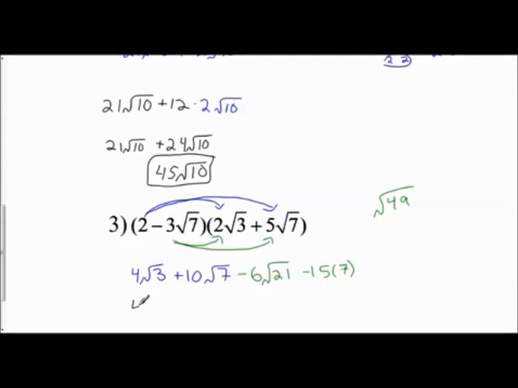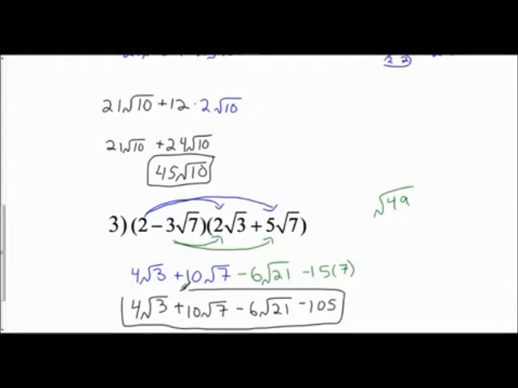4 radical 3, you can't simplify that anymore. Leave it alone. Radical 7, you can't simplify anymore. Leave it alone. 21, there are no pairs to take out. Leave it alone. Negative 15 and 7 gives me negative 105. And so nothing else can be combined, and I leave it alone. And that's my simplified expression.